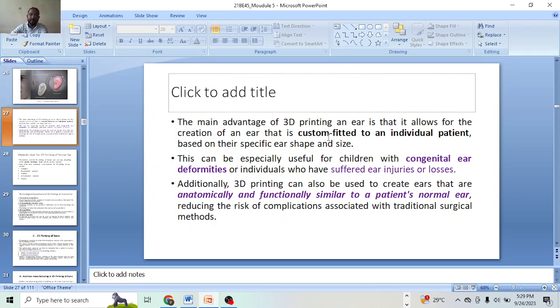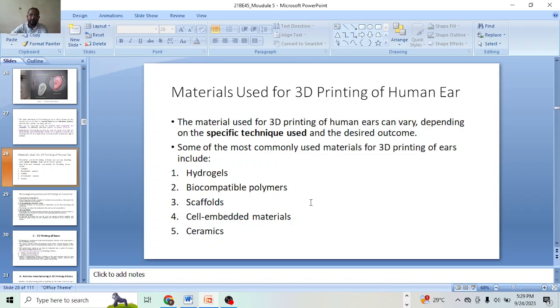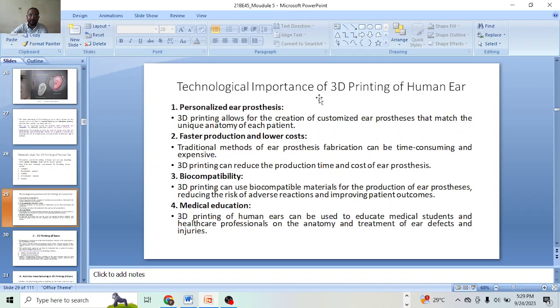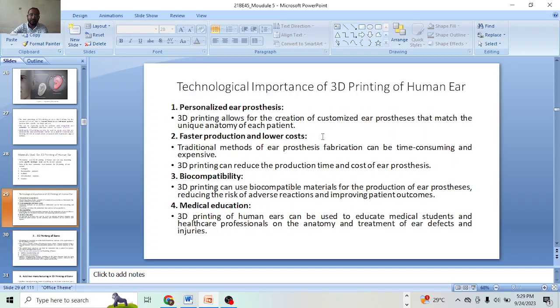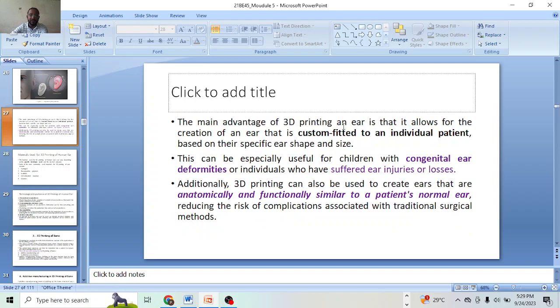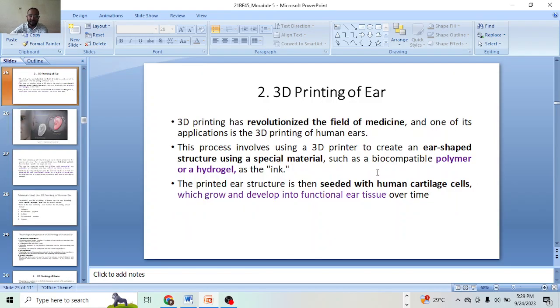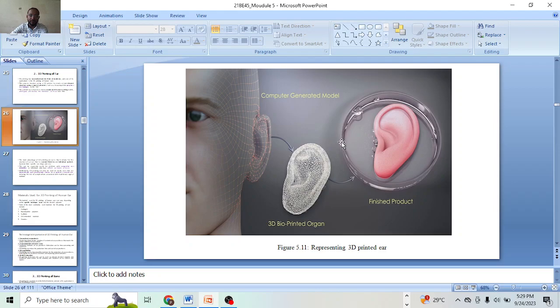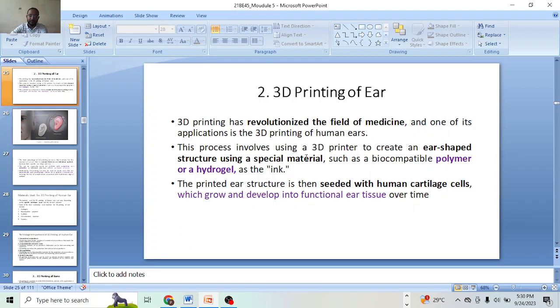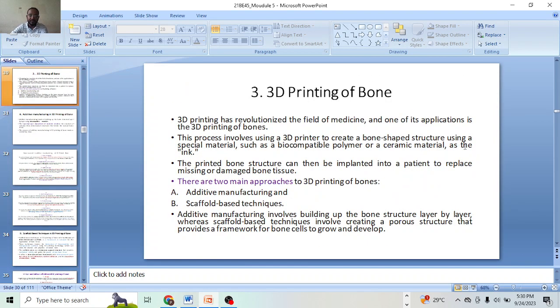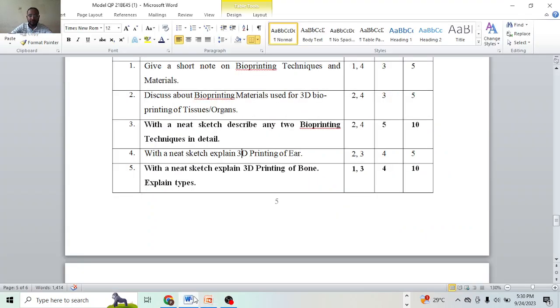Next we are explaining the same thing, how exactly the components are there, and materials used. There are 5 materials used. You can just explain them, and the technical importance you can explain. Technical importance will carry 1 mark. Materials used carry 1 mark. Explanation, the starting and ending will carry 2 marks, that is 4, and diagram can carry 1 mark, 5 marks. If it is asked for 10 marks, you explain everything in detail. That can be sufficient. Then moving to the next topic, that is 3D printing of bone.